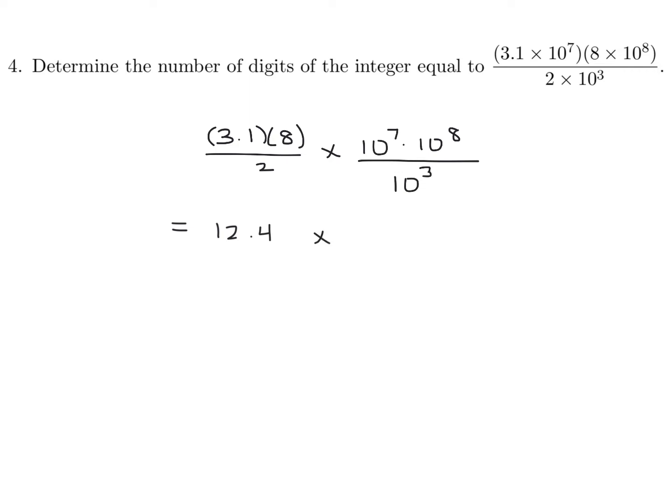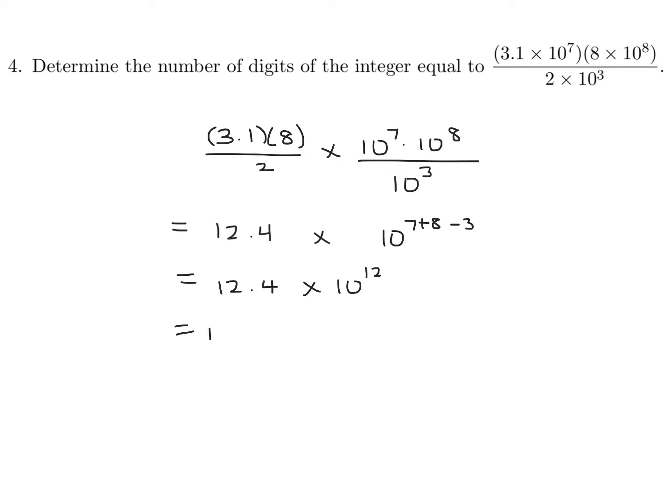And then this one, we're going to add them, so 10, 7 plus 8, and then we subtract 3, the basic exponent laws. So this is really 12.4. 7 plus 8 is 15, minus 3 is 12. So 10 to the power of 12. Okay, so that's it. Number of digits, well, you can just manually put this into a number.